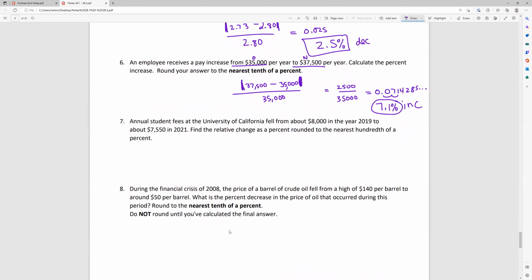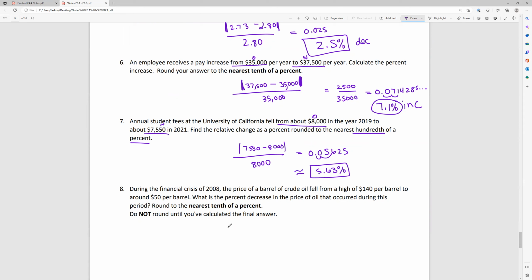Okay, for this one, we're going from 8,000 to 7,550. So this is my old, this is my new. 7,550 minus 8,000, all divided by 8,000 equals 0.05625, or 5.63%, because this time it asked me to round to the nearest 100th of a percent. So move your decimal 2 places to the right and then go to the 100th place for rounding.